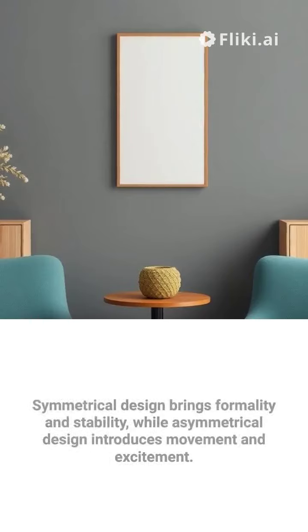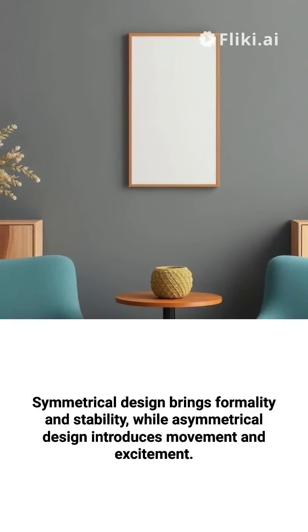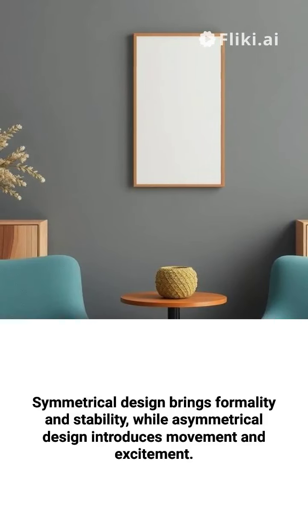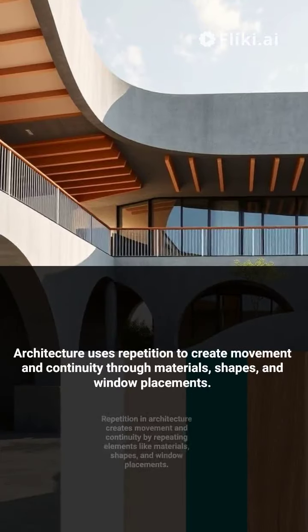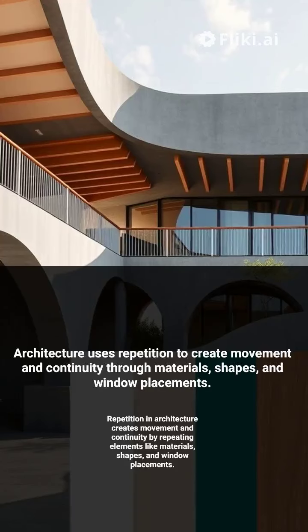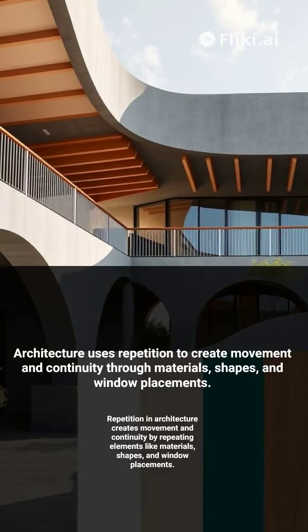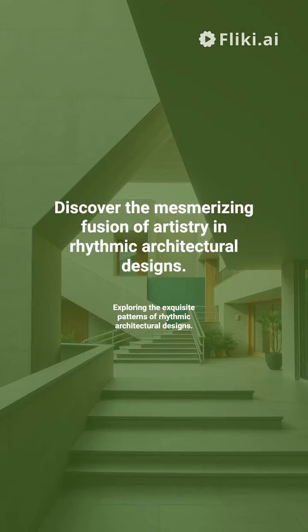Check out these examples. The symmetrical design feels formal and stable, while the asymmetrical one adds a sense of movement and excitement. 4. Rhythm. Rhythm in architecture involves repeating elements or patterns to create a sense of movement and continuity. It can be achieved through the repetition of materials, shapes, or even window placements. Examples: rhythmic architectural designs.